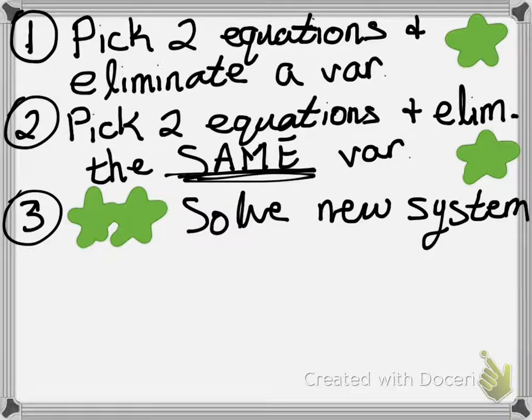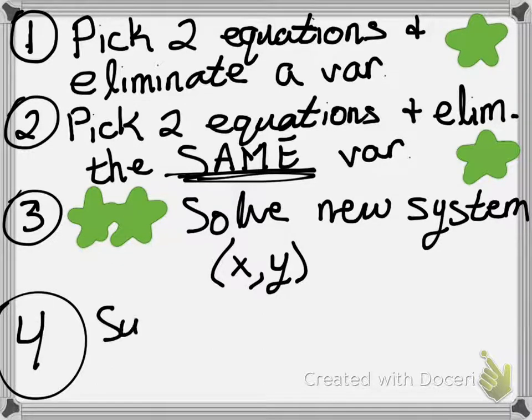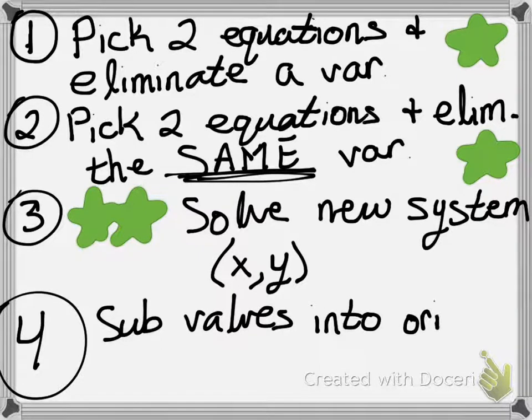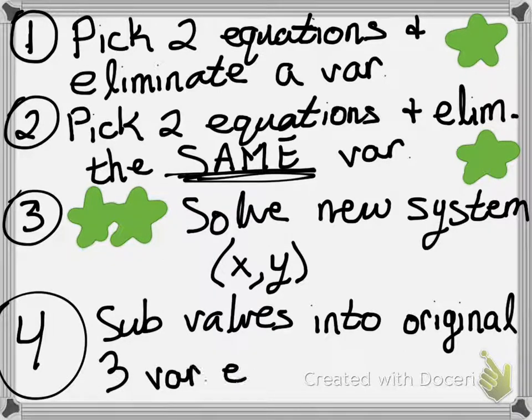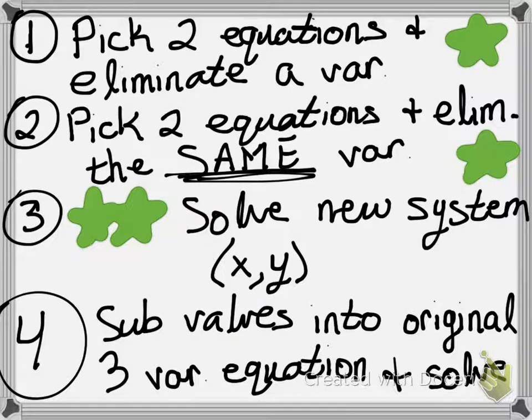So now you've solved for, let's say, x and y. You know those numbers. So in the very last step, you're just going to substitute the values into an original 3-variable equation. Since you've already solved for 2 of them, now when you substitute, there will only be 1 left, and you just solve for that final value. And that's all you have to do.